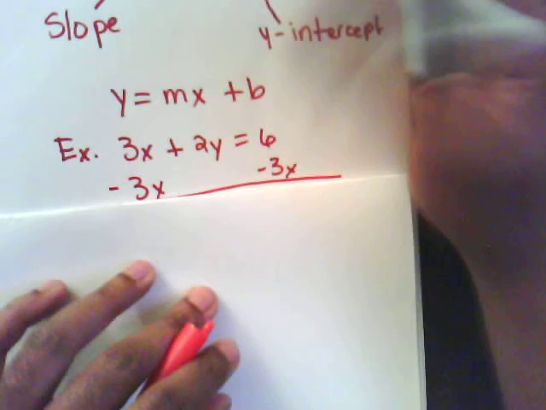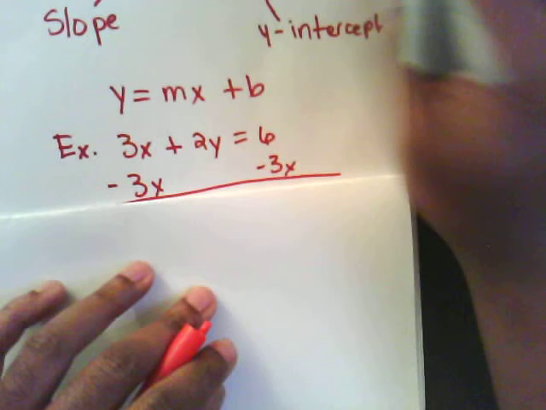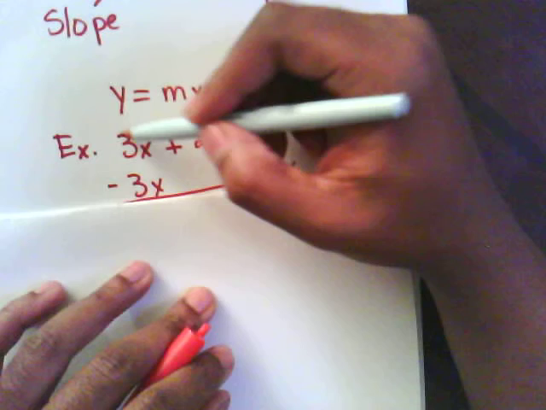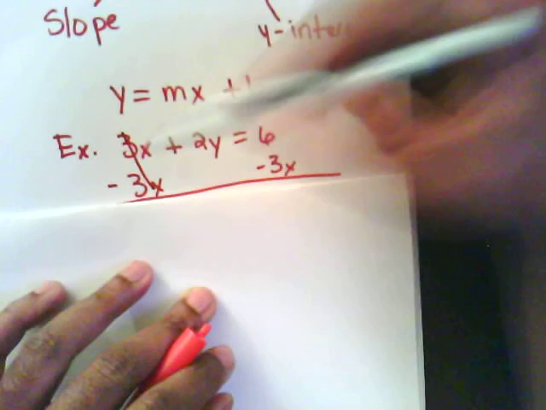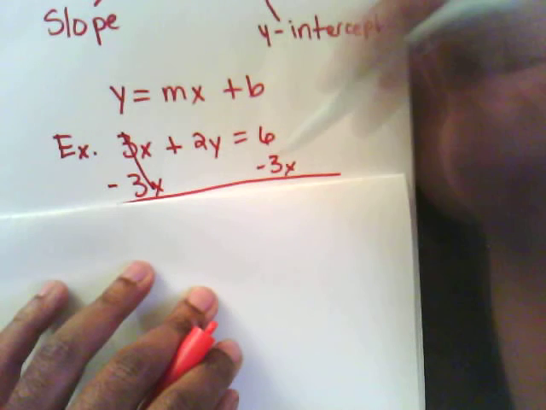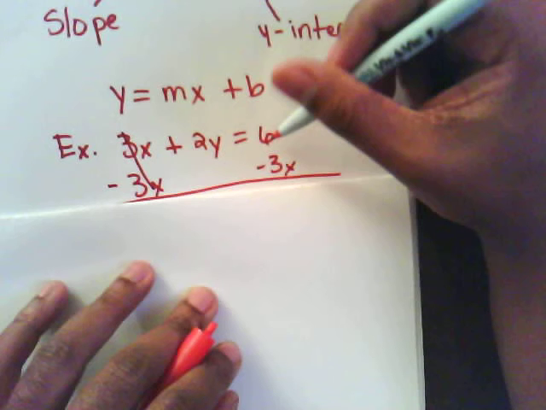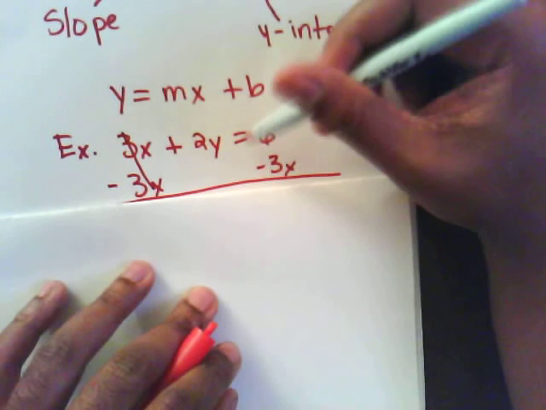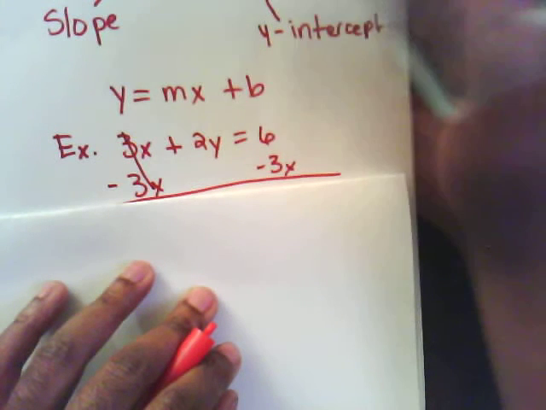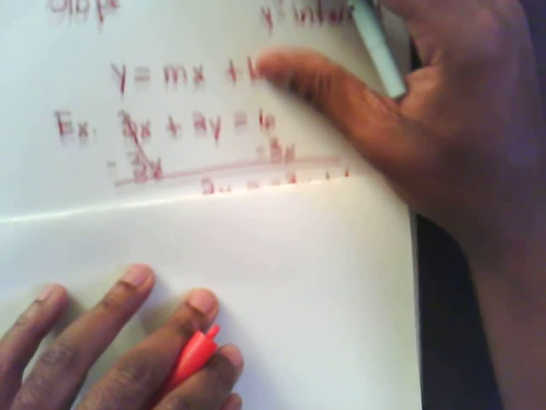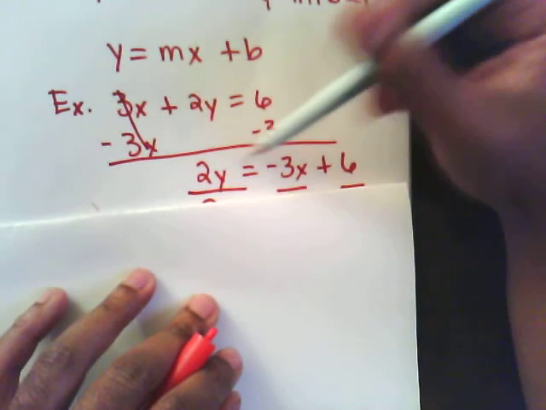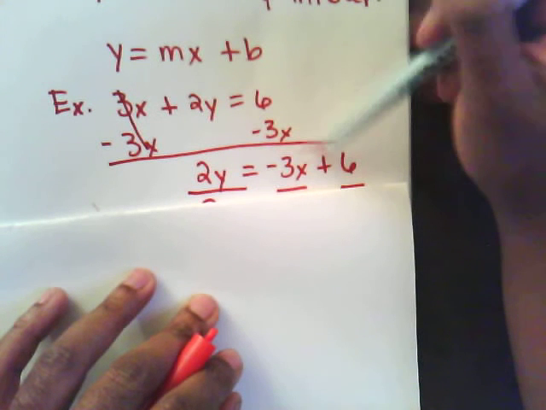So algebra tells us to do inverse operations, excuse me. So we're going to subtract 3x on both sides. Subtract 3x over here, cancel it. Subtract 3x over here. Now, these are unlike terms. Also, keep in mind, we don't want to say 6 minus 3x because that's not the form we want. We need mx plus b. So, we're going to put that x first. Here's what I'm talking about. So now we have 2y equals negative 3x plus 6.